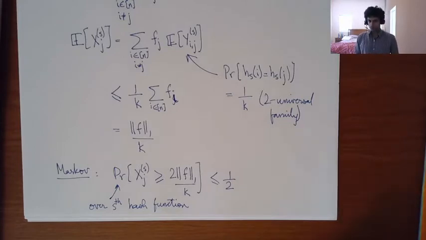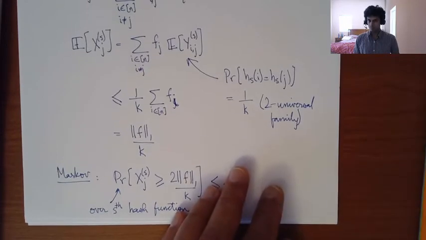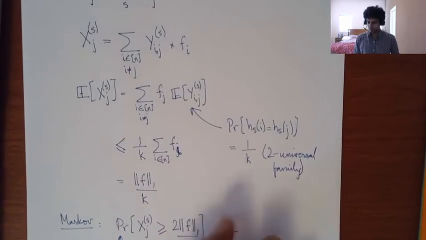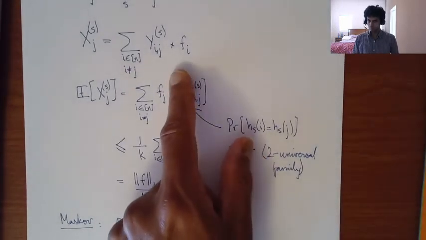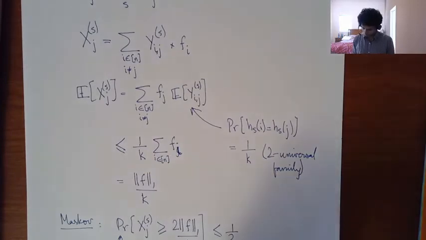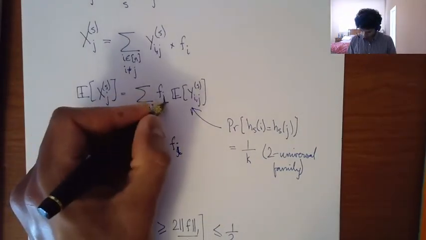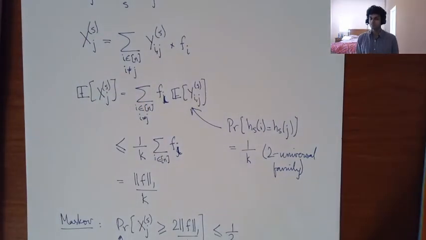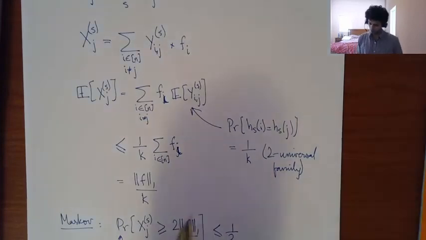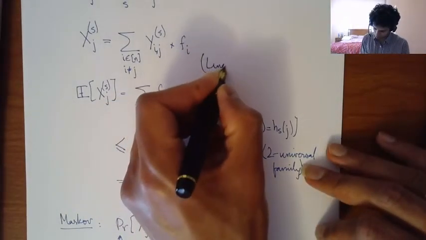Question: you say the expectation of xj equals the sum of fj multiplied by the expectation of yij, but above that you said it is fi multiplied by yij. I'm sorry, this was it. Thank you, it's fi. And just to be clear, at this point I use linearity of expectation.